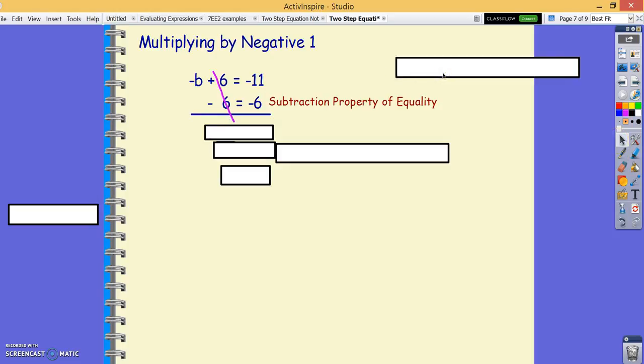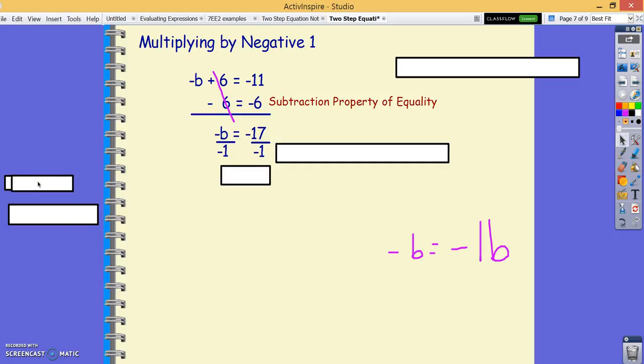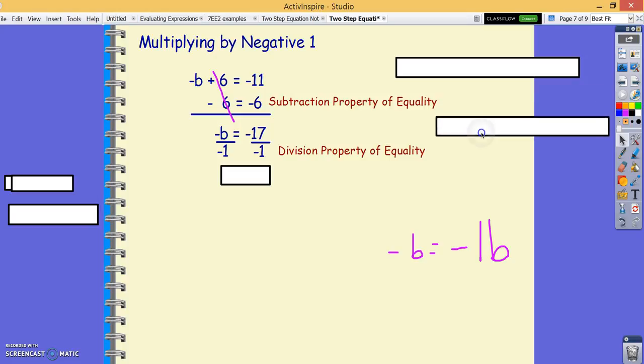That was the subtraction property of equality because I was subtracting the same number on both sides, which keeps it equivalent. Okay, from here, if I subtract 6 minus 6, that's 0, so I'm left with negative b equals negative 17. Now, negative b is really the same as negative 1b. So in order to get b alone, I'm going to show that I'm dividing both sides by negative 1. That's my division property of equality.